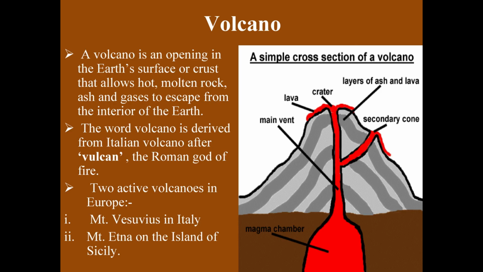A volcano is an opening or rupture on the Earth's surface or crust, which allows hot molten rock, ash and gases to escape from below the surface. Volcanic activity tends to form volcanic mountains over a period of time. Two active volcanoes in Europe are Mount Vesuvius in Italy and Mount Etna on the island of Sicily.